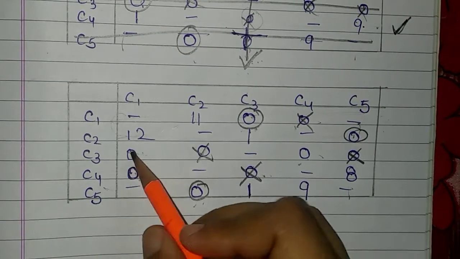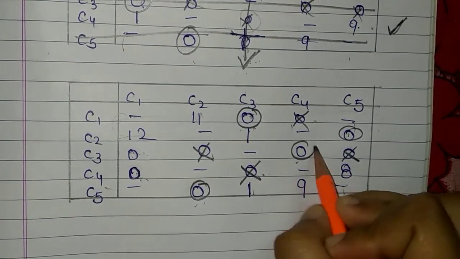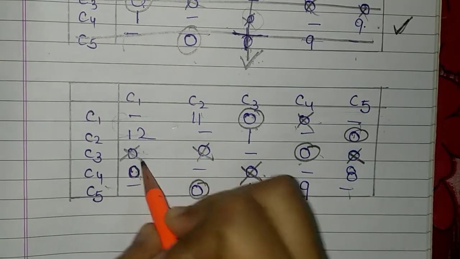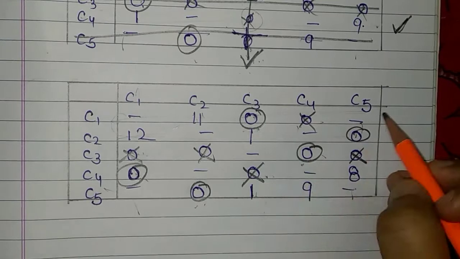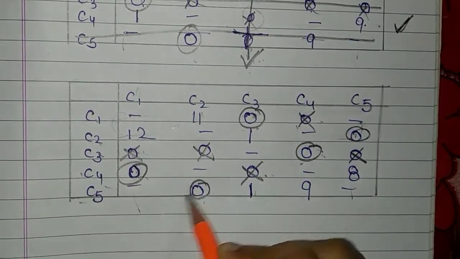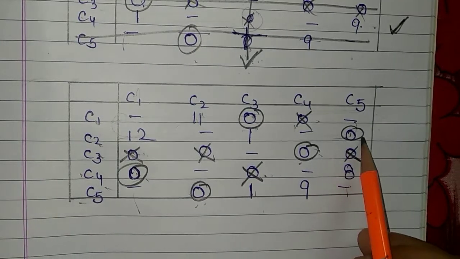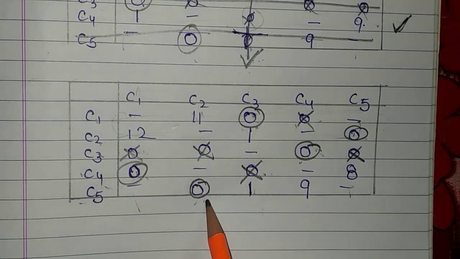Row wise. Column wise, no zero, no zero. Make an assignment, their respective zeros are cut. Column wise. Now you can see that all the zeros get an assignment: C1 here, C2 here, C3 here, C4 here, C5 here.